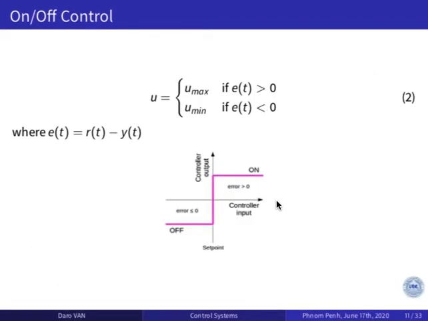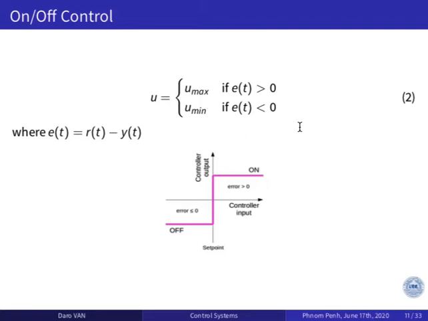And this is the on-off control. Very simple. This is the simplest possible controller ever invented. In this case, if the error is larger than 0, it means that the reference is larger than the measurement output. The controller will output this Umax. If the error is less than 0, it will output the Umin, just the minimum value and maximum value. There is no intermediate point. It's just on and off.